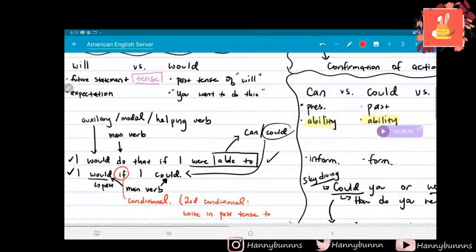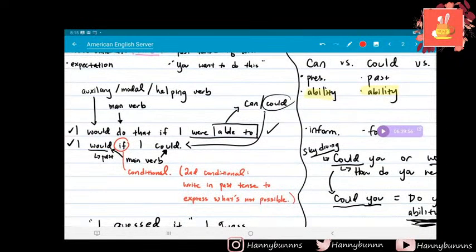So looking at these examples I've written in our last session: auxiliary, modal, helping verb, and then you've got your main verb too. So, "I would do that if I were able to," can or could. The next one, "I would if I could." This is a statement that everyone uses. And sometimes this is very difficult to explain to someone because if you don't live in an English-speaking country or if you have not interacted with someone who speaks English for a long duration, you probably cannot tell the difference between would and could.